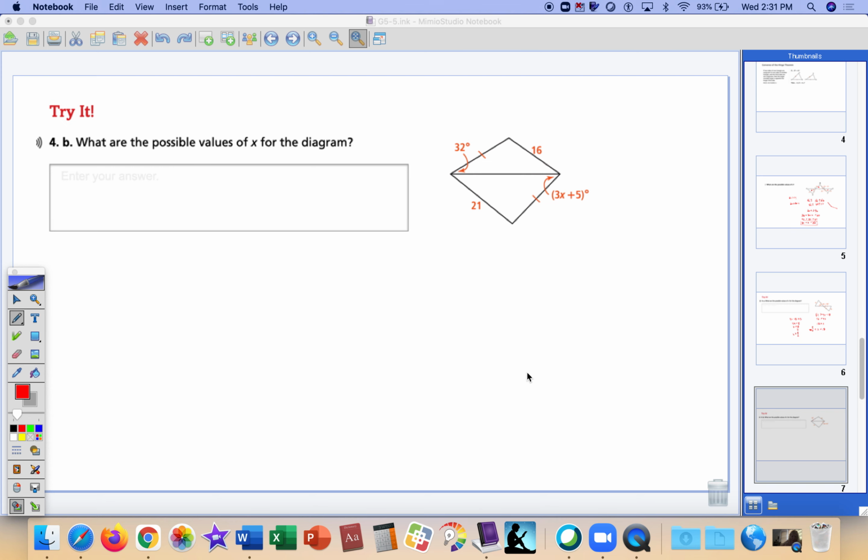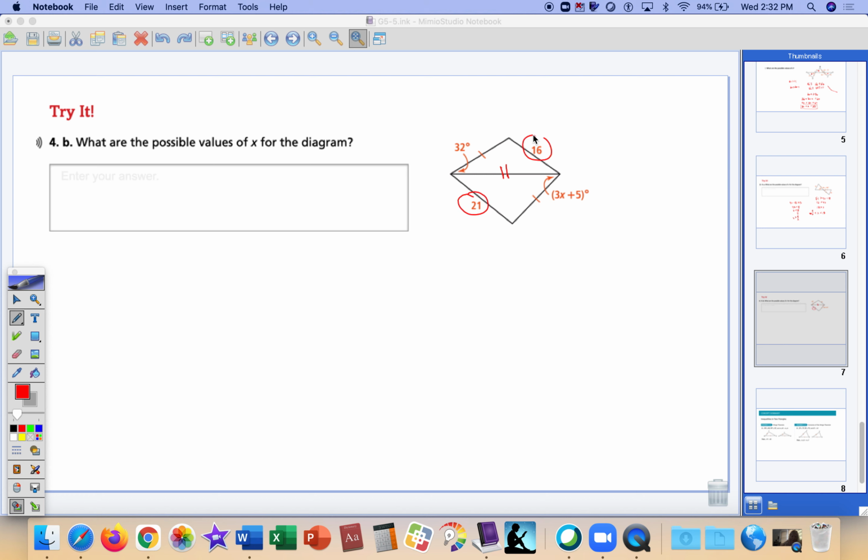Okay, let's go to the last one. What are the possible values of x in this diagram here? So we have two triangles, and with the reflexive property, they both share this common side. So again, we have two sides in one triangle congruent to two sides in another triangle. We can look at the third side and we see that the 21 is larger than the 16, which means that the 3x plus 5 has to be greater than the 32. So we get 3x is greater than 27, so x has to be greater than 9.